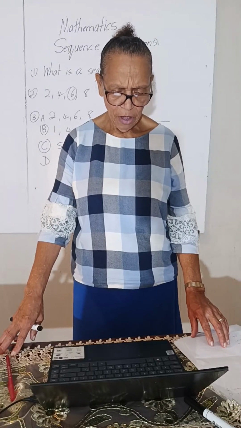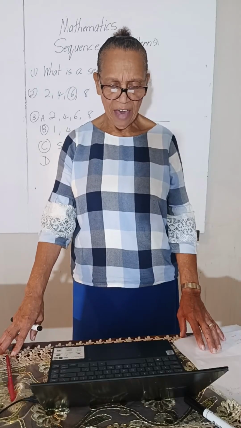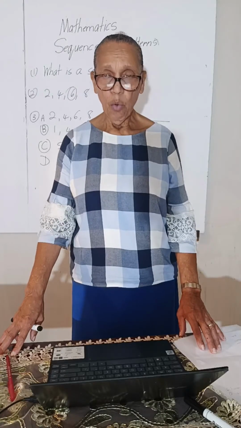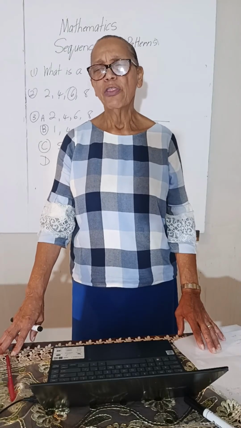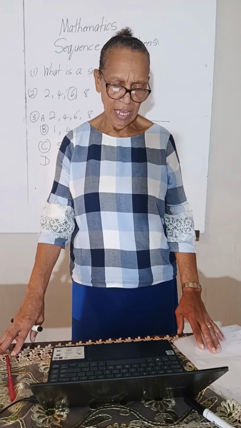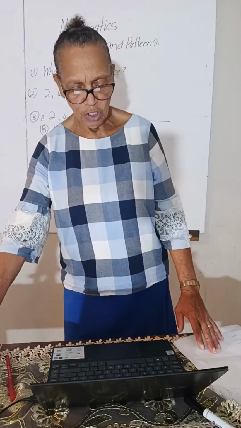Number 12. Write the missing number. They have 1, 4, 9, 25. And that is going to be 1 multiplied by 1 gives you 1. 2 multiplied by 2 gives you 4. 3 multiplied by 3 gives you 9. 4 multiplied by 4 gives you 16. So your answer should be 16.